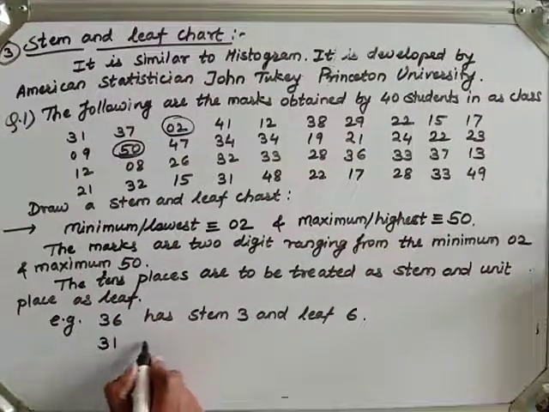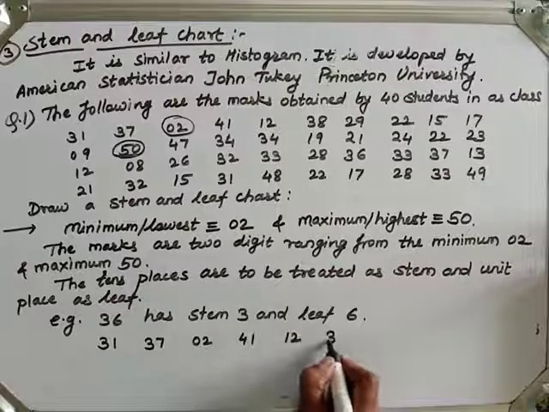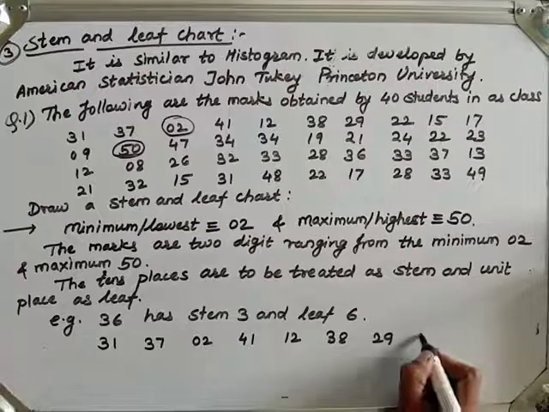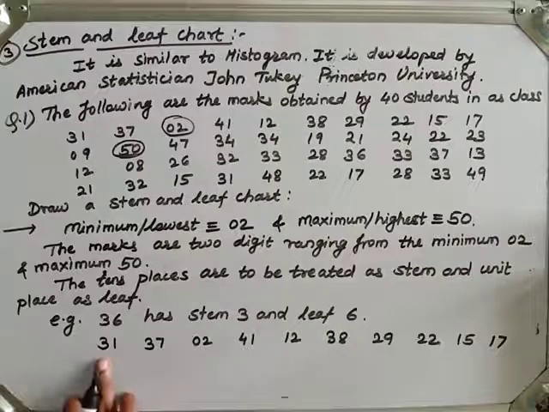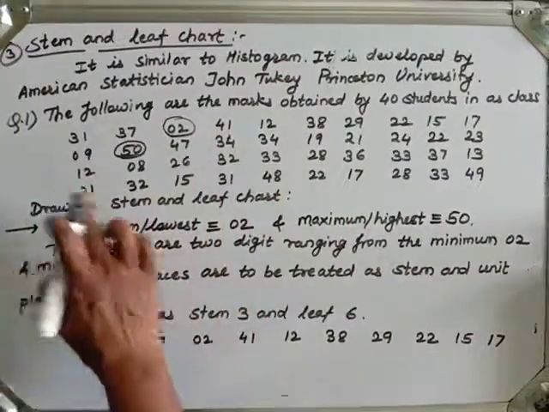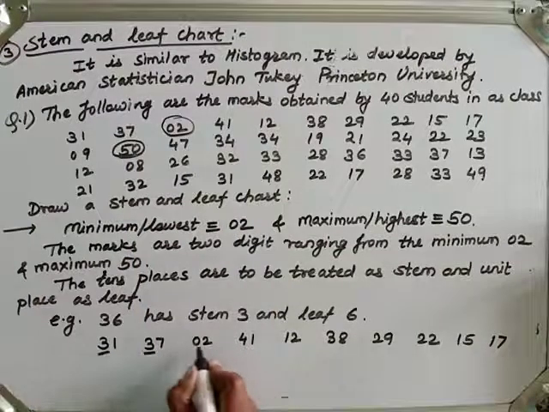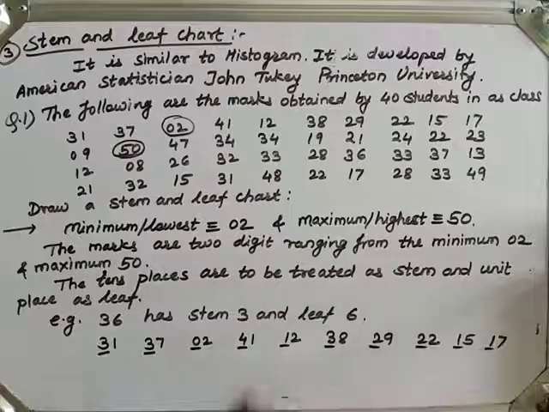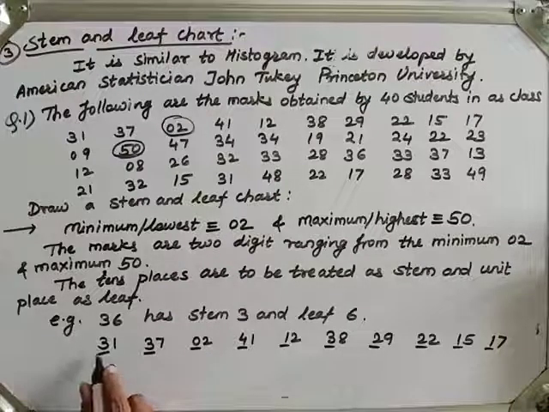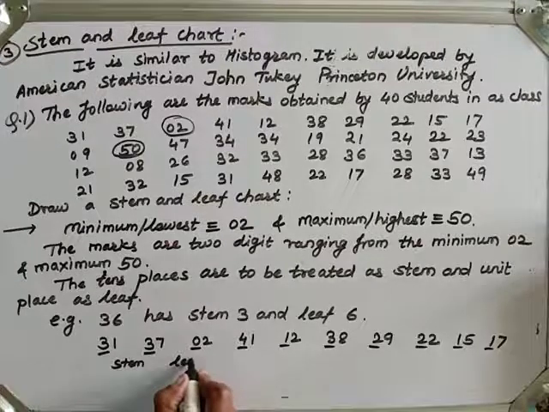Suppose 31, 37, 2, 41, 12, 38, 29, 22, 15 and 17. So it is just an example. Later on I will take the whole one at a time. Now here look at the tens places: 3, 3, 0, 4, 1, 3, 2, 2, 1, 1. Okay. So let me start from 3. So 3 is in stem. Here let me write stem and leaf.